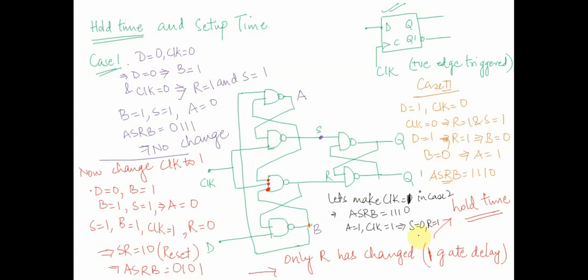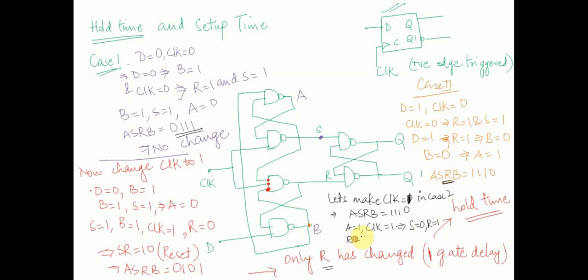Right? So basically look at it. While I am changing these values, we already reached a predetermined stage. We assumed that the state of the system is this. Then we change the clock value, and when we change the clock value, only R changed. Similarly, we are taking one more case over here. Let's assume initially D was 1, clock was 0, and based upon this, we obtain this state of the system. Now as soon as we change the clock to 1, we are trying to obtain the new state of the system.